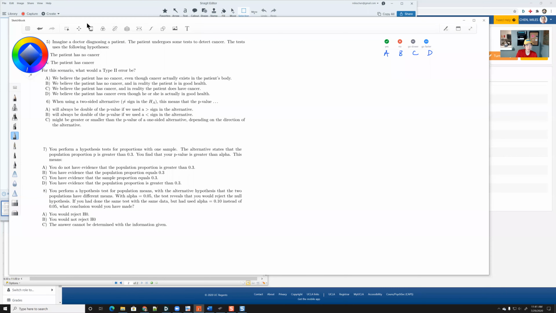Imagine a doctor diagnosing a patient. The patient undergoes some tests to detect cancer, and we have the following hypotheses. Null is that the patient has no cancer, is healthy, and alternative is that the patient has cancer. What would a type 2 error be in this scenario? Go ahead and read through the answer choices, and then in a moment we'll pick our answers.